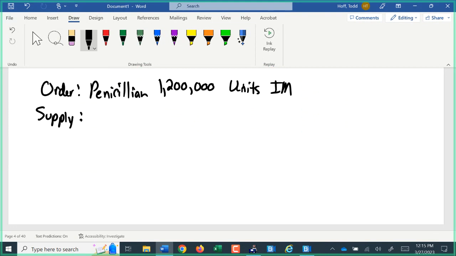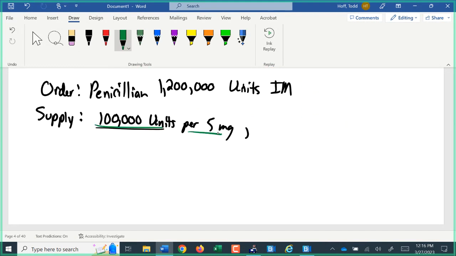Now, once again, we don't know what a unit is, but as long as we have some sort of equivalency, it doesn't matter. Our supply on the bottle says this medication is 100,000 units per 5 milligrams. So again, that's an equivalency. That is saying that 100,000 units is equivalent to 5 milligrams. Also on the bottle, it says it's constituted at 15 milligrams in 4 milliliters. So we'll start out with the doctor's orders.